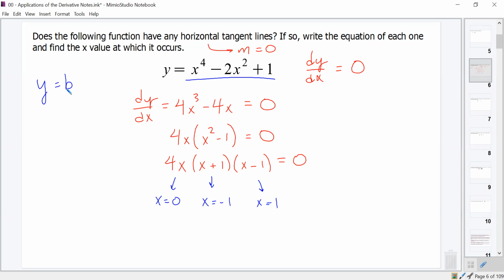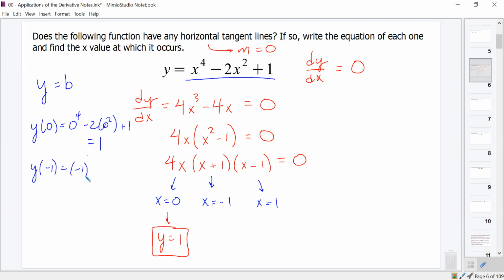So if we plug in 0, y of 0 is 0 to the 4th minus 2 times 0 squared plus 1, or just 1. So x equals 0 yields the horizontal tangent line of y equals 1. Plugging in negative 1 gives us negative 1 to the 4th minus 2 times negative 1 squared plus 1. And negative 1 to the 4th is just 1, minus 2 times negative 1 squared, which is just minus 2, plus 1 gives us 0.